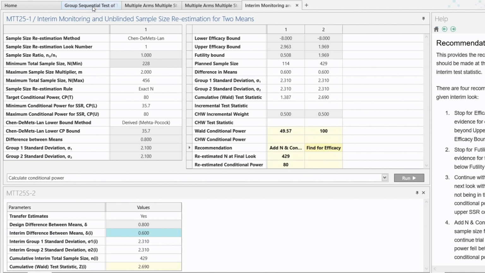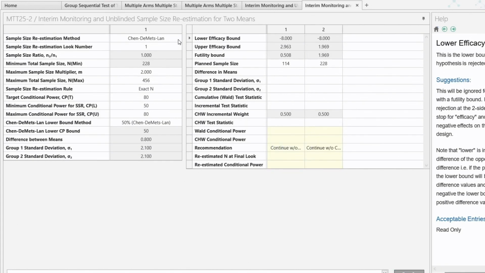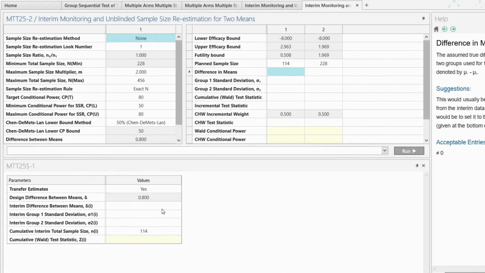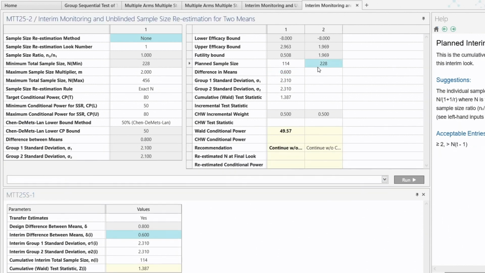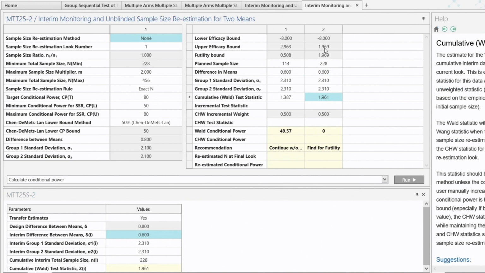However, if we were to do the same example, but without an unblinded sample size re-estimation, which we can do by selecting none from the sample size re-estimation method, if we had that same interim effect size, in this case, because sample size re-estimation has been removed, it will simply recommend that we continue. You'll see that the sample size is at its original value of 228. And if we have the same effect size at the end, we end up with a test statistic of 1.961, which in this case is below 1.969, and therefore we would have found for futility.